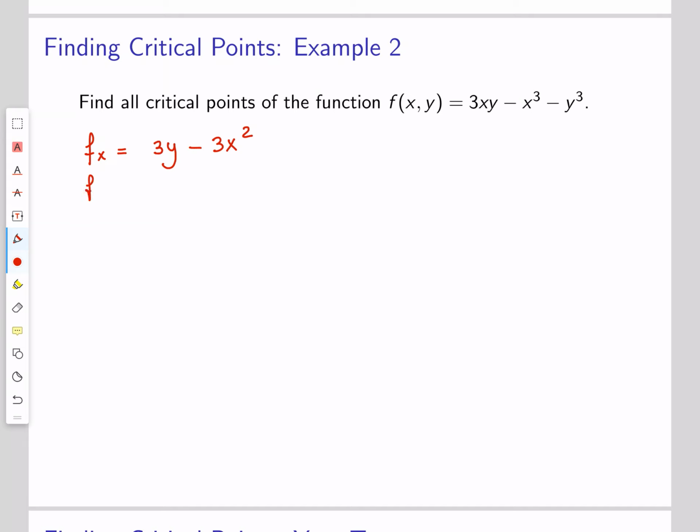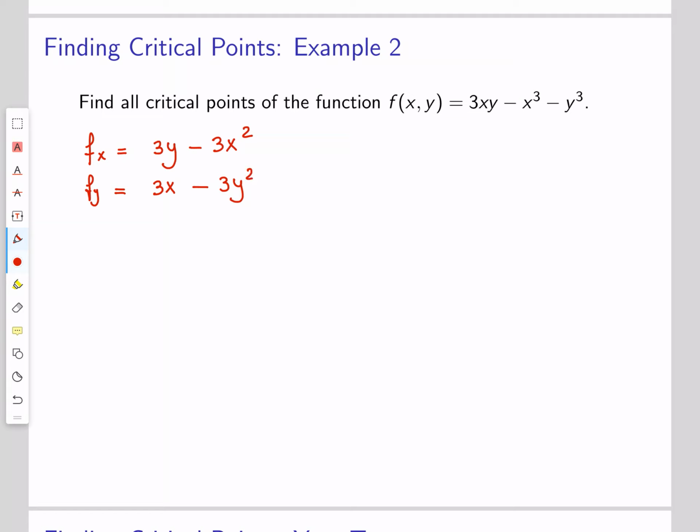Let's also find the partial derivative with respect to y. From the first term, I am left with a 3x. The derivative of x cubed with respect to y is 0. And then for the third term, the derivative is 3y squared.